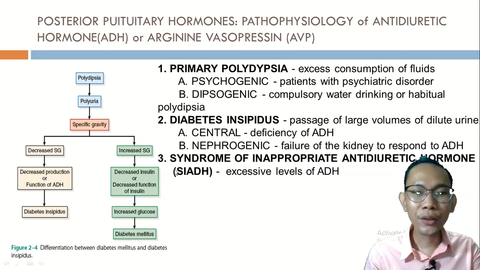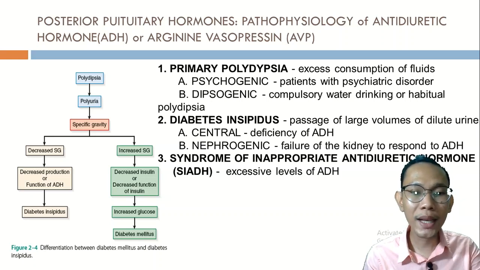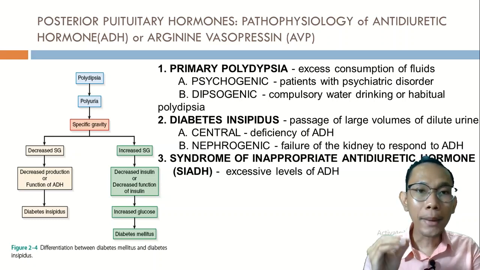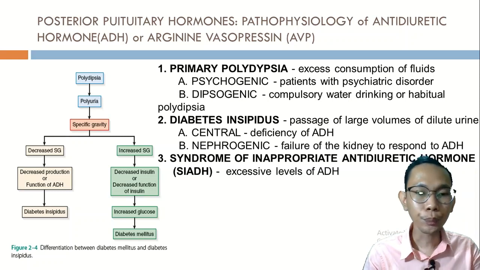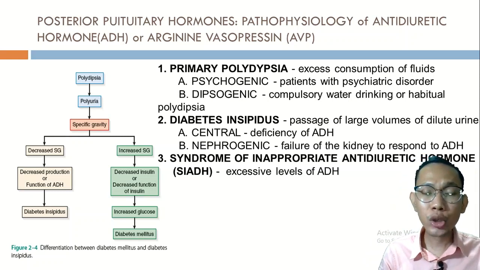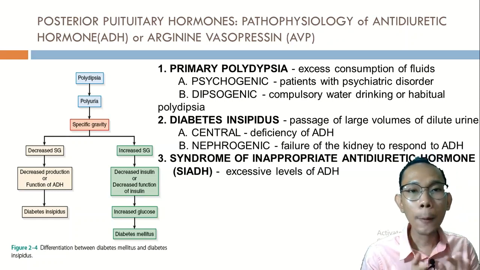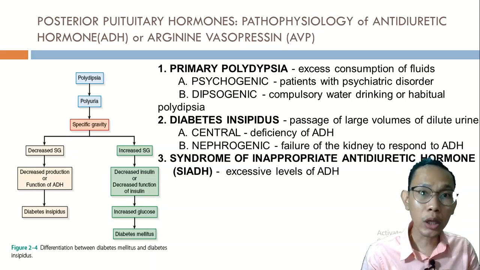Number 3, we have your syndrome of inappropriate antidiuretic hormone or your SIADH. There is excessive levels of your antidiuretic hormone. In short, marami kang pinuproduce na antidiuretic hormone. So SIADH, diabetes insipidus, and primary polydipsia can easily be identified because of the different laboratory diagnostics that we are going to discuss now.